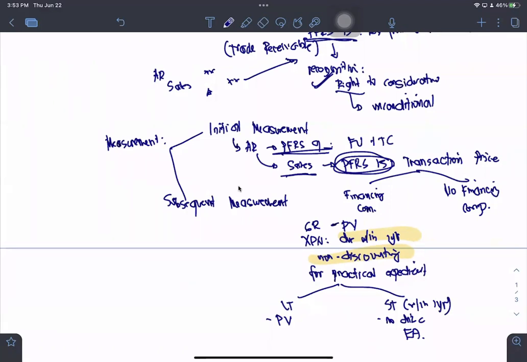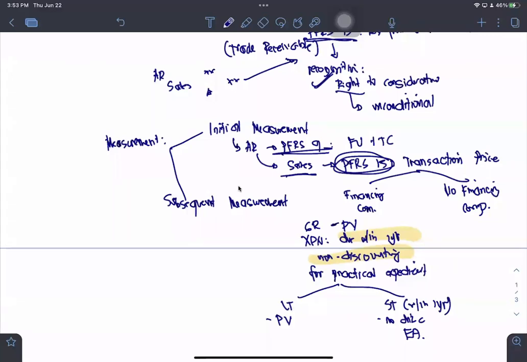If it is short-term, meaning it is to be settled within 1 year, then there is no discounting. You measure it at its face amount. Why? Because under PFRS 15, it provides that if it is due within 1 year, you will not discount it, for practical expedient purposes.